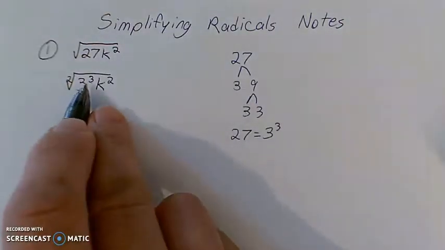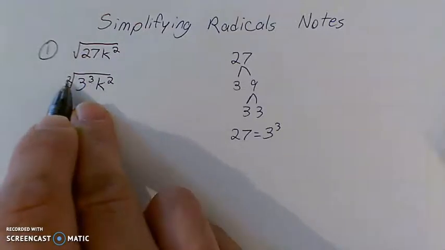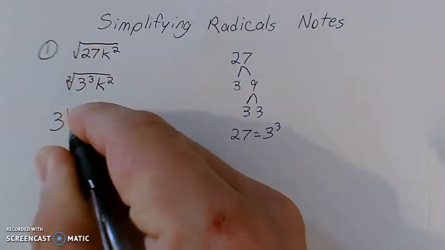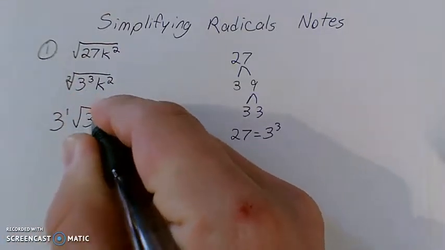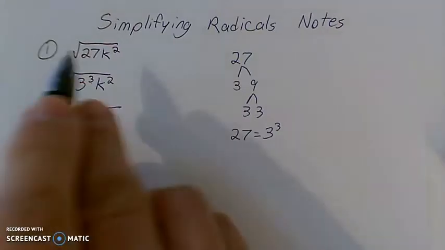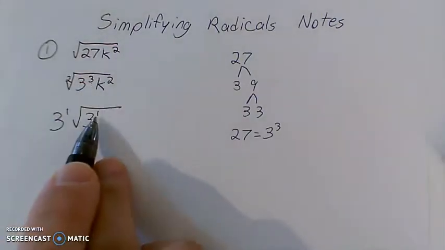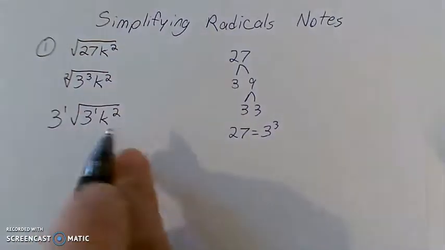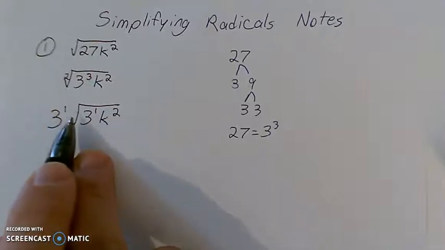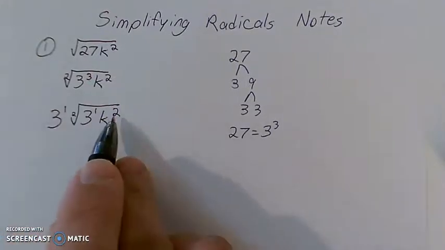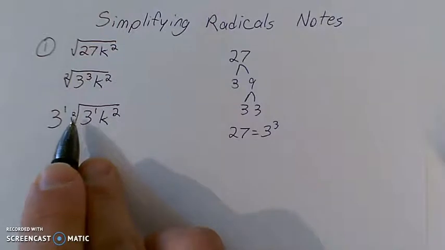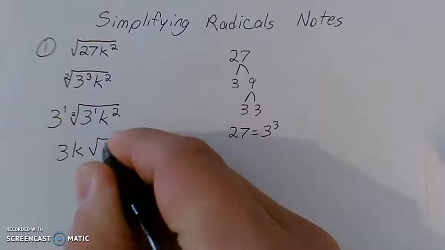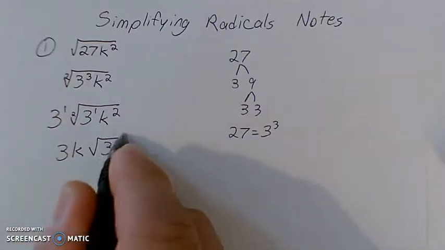On the first part, when I divide 3 by 2, it is 1 with a remainder of 1. So the 1 comes to the outside. The remainder of 1 remains on the inside. Now I'll do it with the k squared next. So 2 divided by 2, still taking the square root, is 1, and there is no remainder. So it's going to be 3 to the first, k to the first, times the square root of 3 to the first is my final answer.